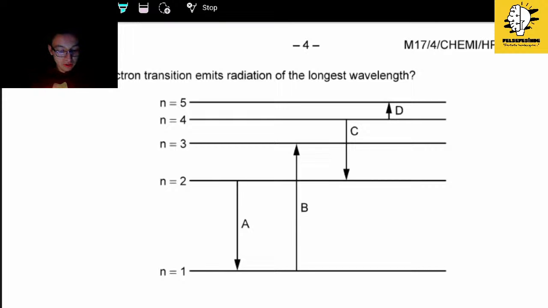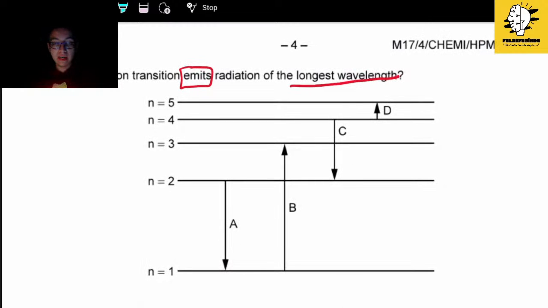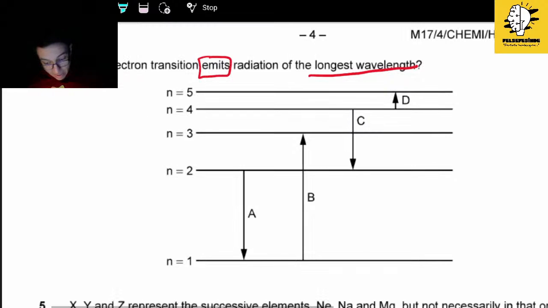It says, which electron transition emits radiation of the longest wavelengths? The words that we have to focus on in this question are emission and longest wavelengths. So we know that emission is releasing photons. So again, we have to directly reject answers such as B and D. Why? Because they're absorption. This is absorption.